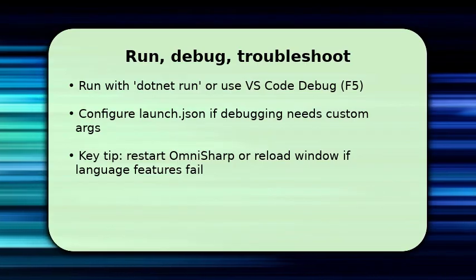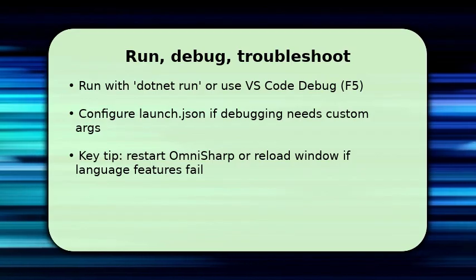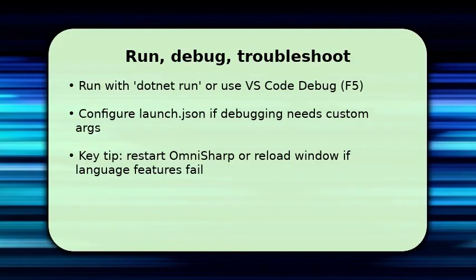Once you confirm output and behavior, commit your project files. If language features or debugging stop working, restart OmniSharp or reload the VS Code window. That often restores the C# extension.